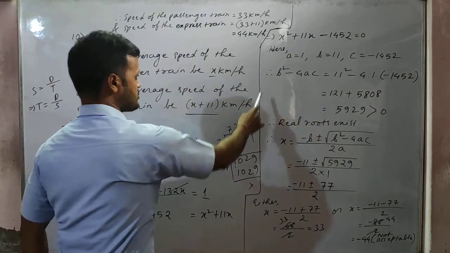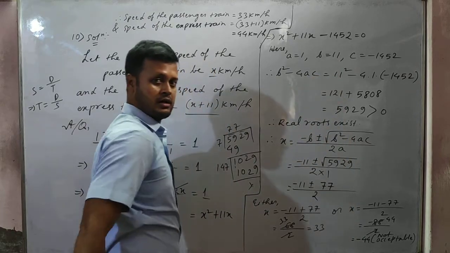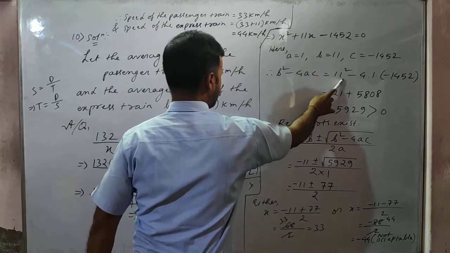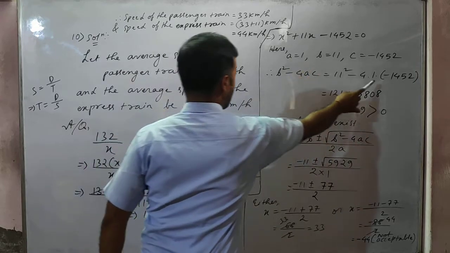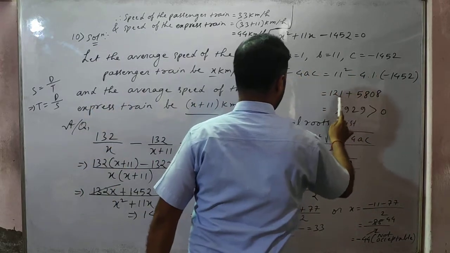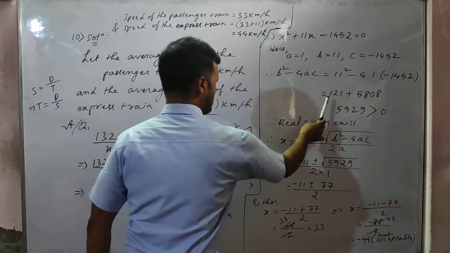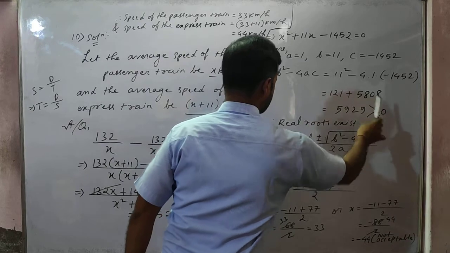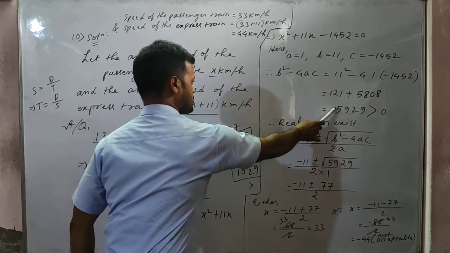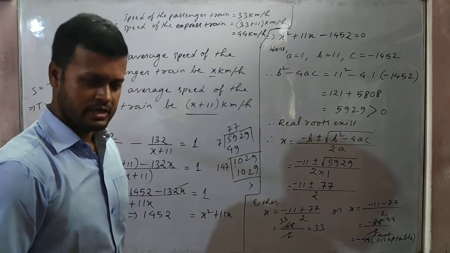Now we are finding out b square minus 4ac. So b square means, what is the value of b? 11. So write 11 square minus 4 into a. a means 1 and c means minus 1452. This minus and minus will become plus. So 11 square is how much? 121 plus 5808. Both you add, it will become 5929. This is plus, isn't it? So this will be greater than 0. Greater than 0 means real roots exist.